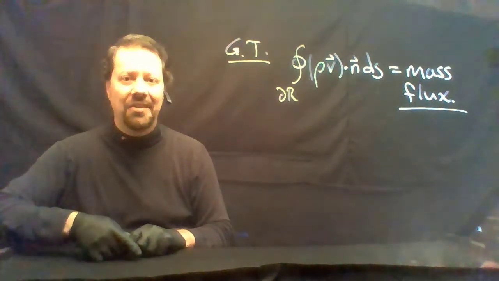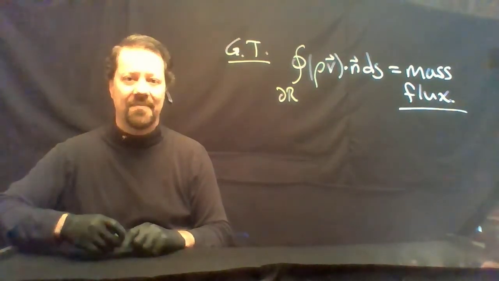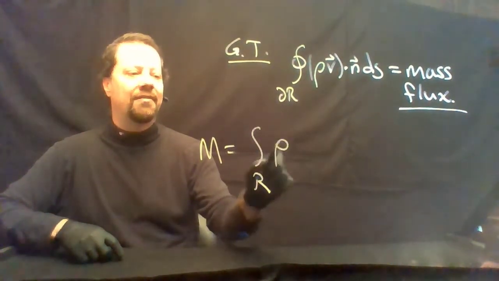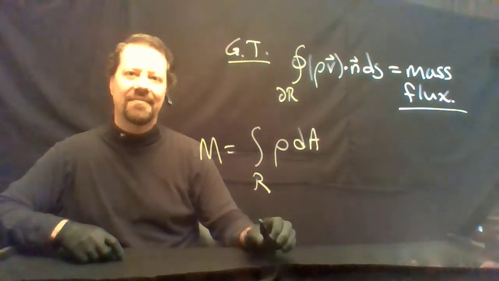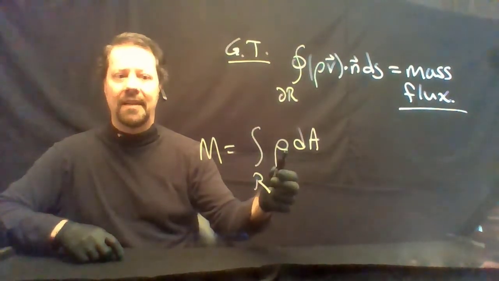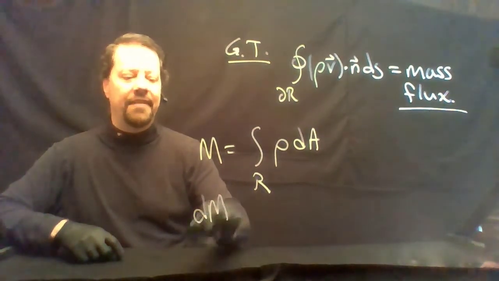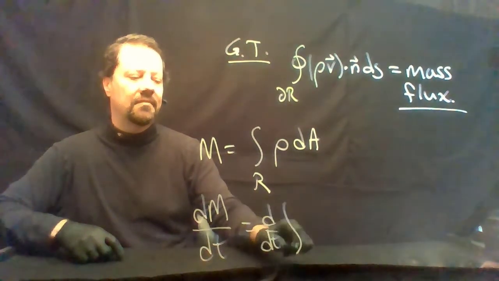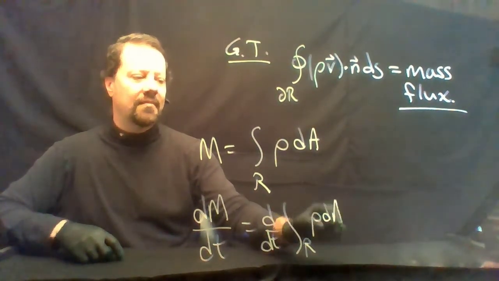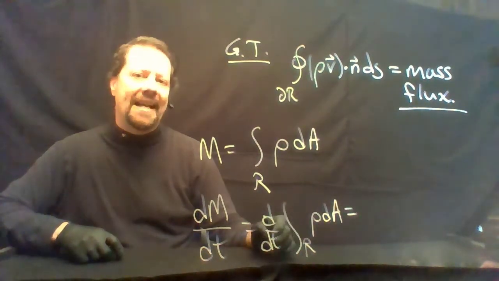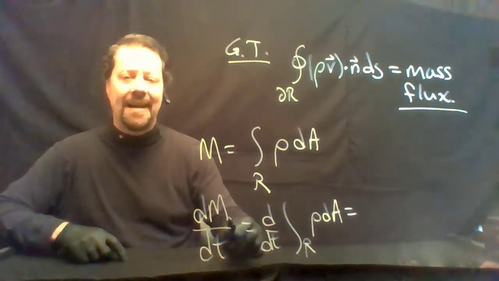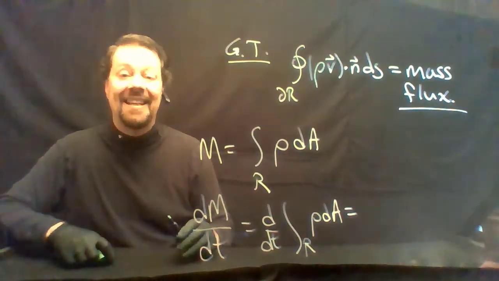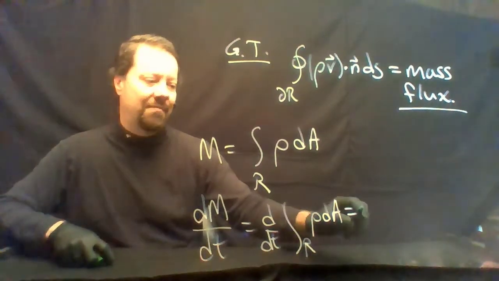But there's another way of calculating mass flux that's independent of this. You recall that the total mass in a region is the integral over the region of density times the element of area. This will have units of kilograms. If we take the derivative of m with respect to t, we don't get the mass flux. This is the rate at which mass is increasing in the region, the rate at which it's going in. It's the opposite of the mass flux.